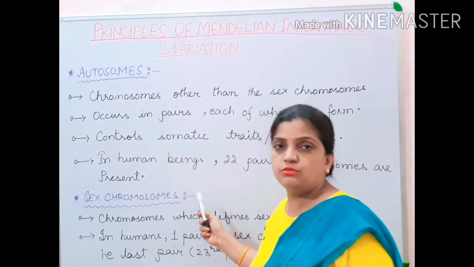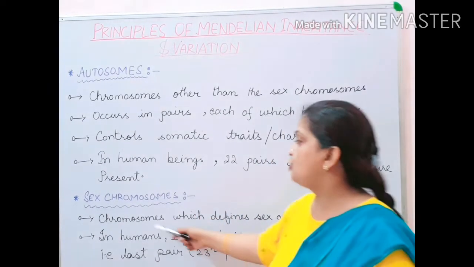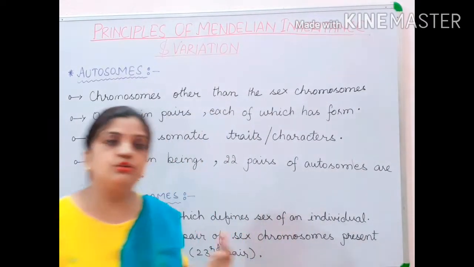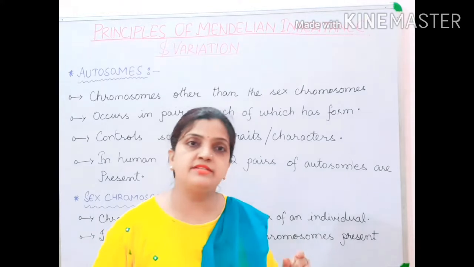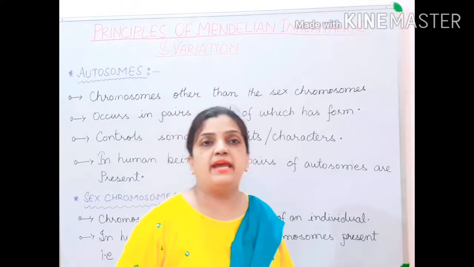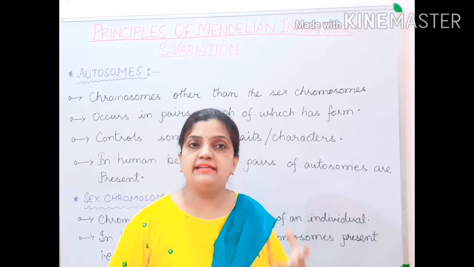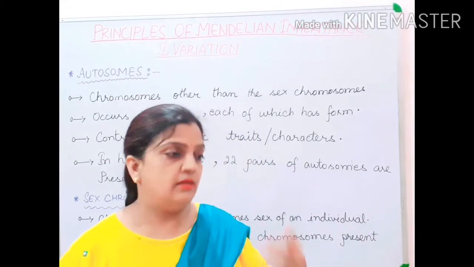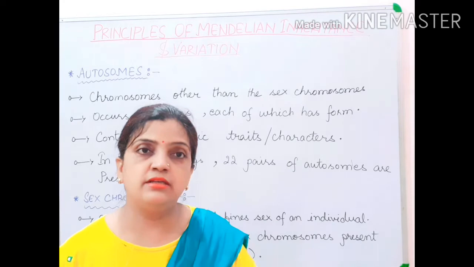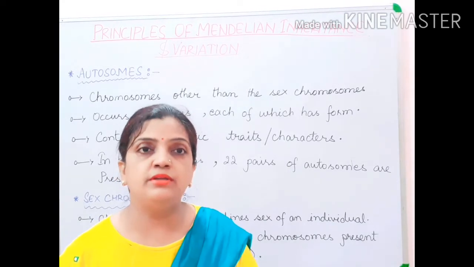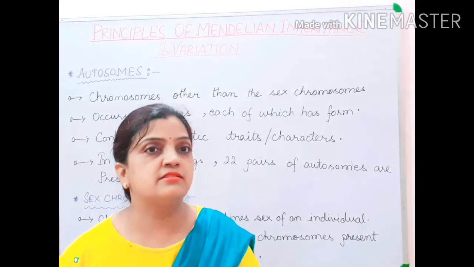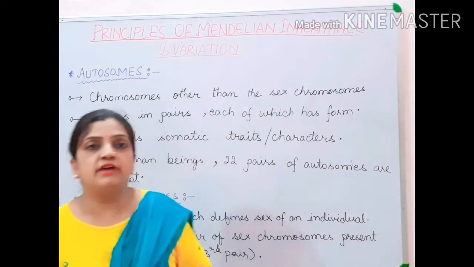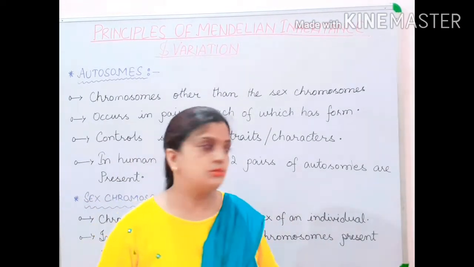Now children, sex chromosomes. What are sex chromosomes? Chromosomes which define the sex of an individual. I told you in human beings the last pair is the sex chromosome, and this pair is responsible for characterizing the sex of an individual, that is, whether the offspring will be born as a male child or as a female child. So the last pair is responsible for defining the sex.